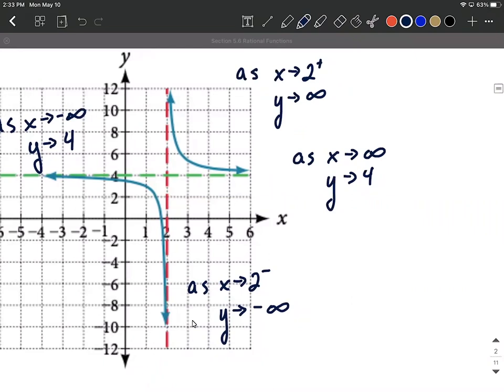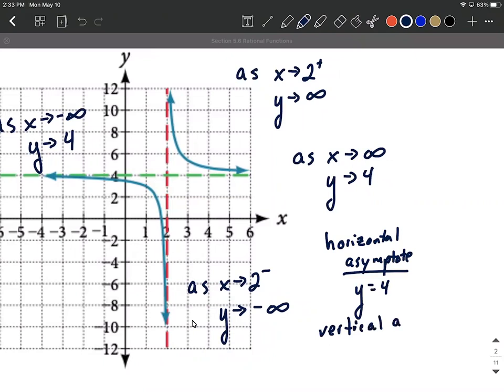We would label these as we have a horizontal asymptote at a y value of 4, and we have a vertical asymptote at an x value of 2. These vertical and horizontal asymptotes are going to be equations of lines, so make sure you do include y equals 4 when it's a horizontal line going across at 4, and x equals 2 when it's a vertical line where all the x values on this vertical line have an x value of 2.